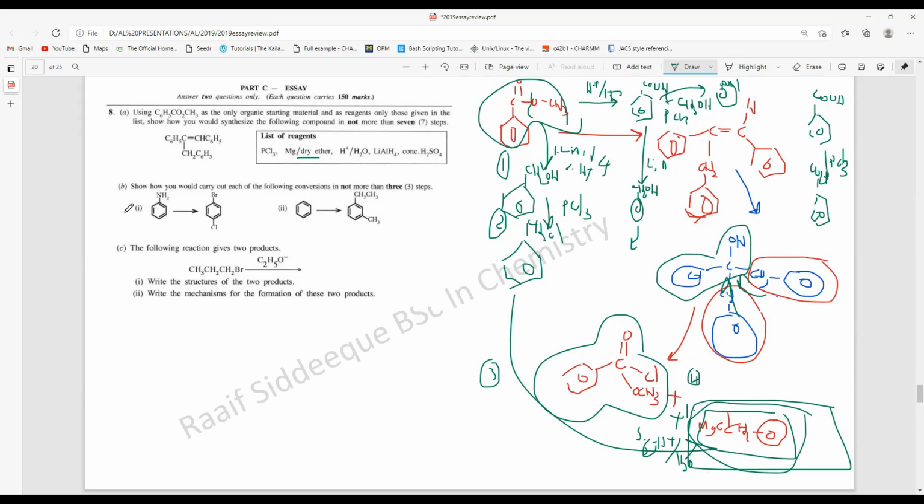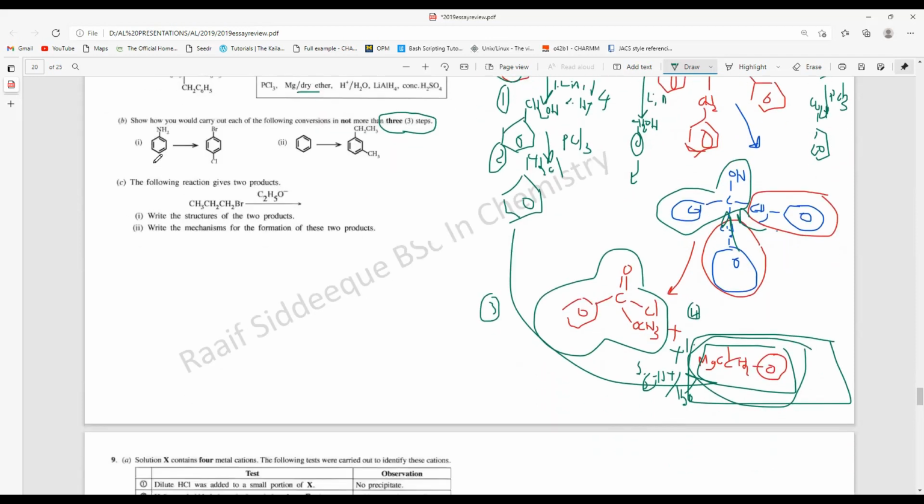Right. Show how you would carry out each of the following conversions. Not more than 3 steps. So you should use 3. Okay, the first one: you have aniline and you need to make this bromo parachloro compound. So the easiest thing to do is what you can do here.